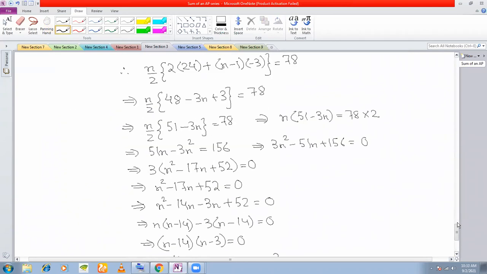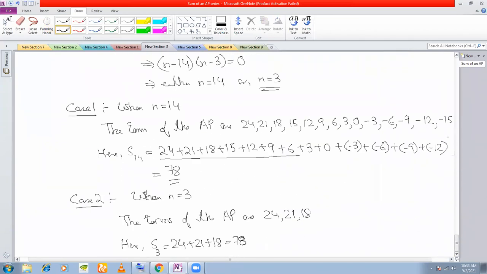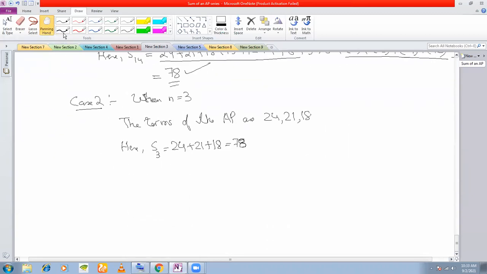But the point here is that because there are some negative terms, 14 terms are also adding up to 78, and for 3 terms, because there are no negative terms here, we are getting the sum as 78.